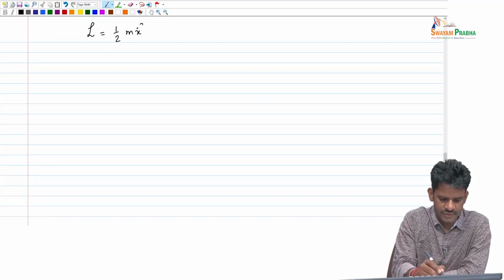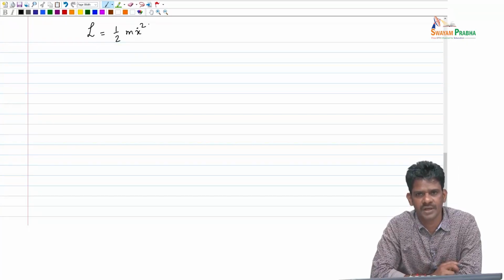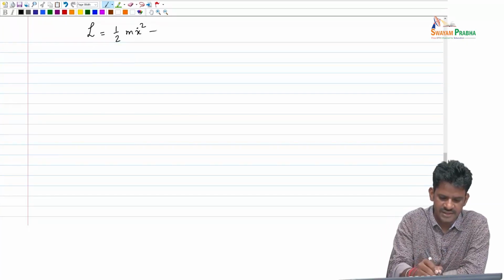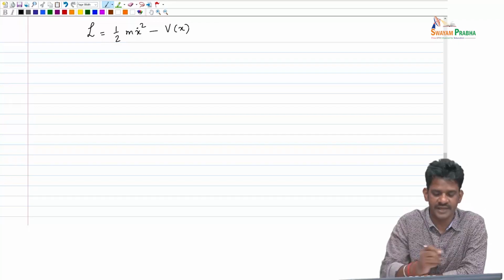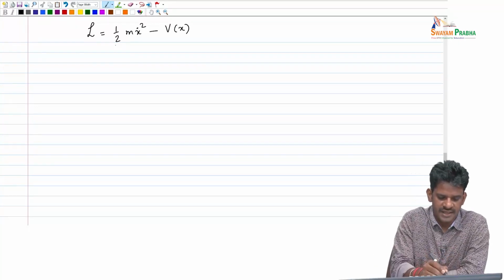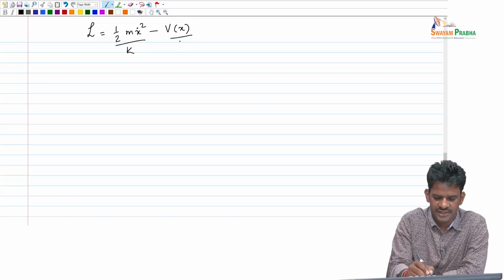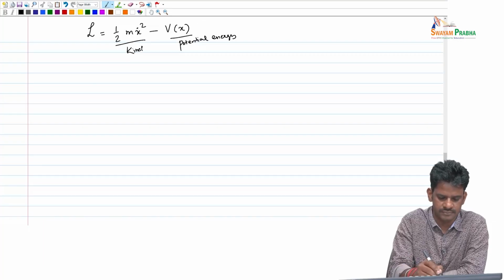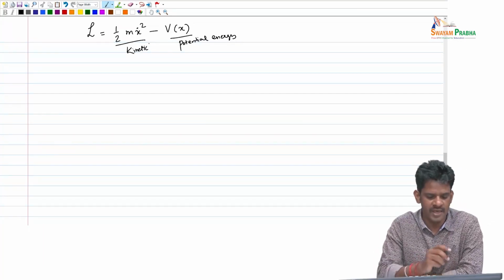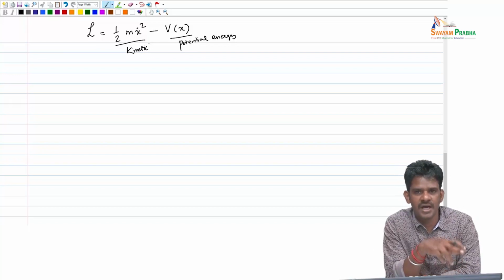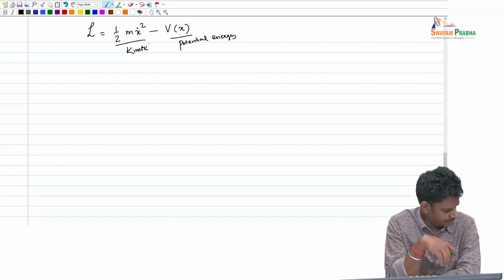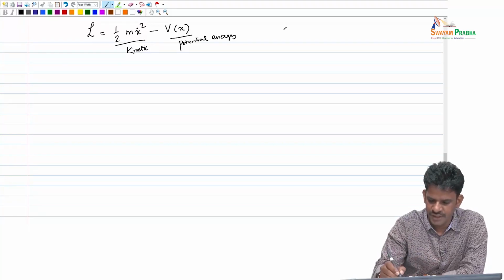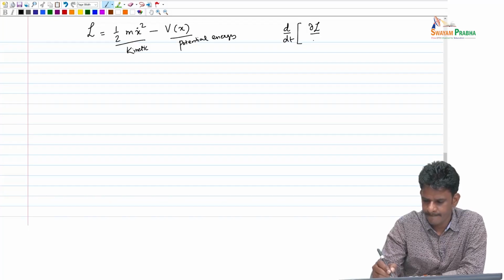m x dot square. This is the kinetic energy for the system that we have considered, and then let us say there is a potential energy V which depends only on x. Okay. So, this is the kinetic energy part and this is the potential energy part. Now we would like to see, if I take this particular form of Lagrangian, what the Lagrangian equation of motion turns into. And the Lagrangian equation of motion is this.